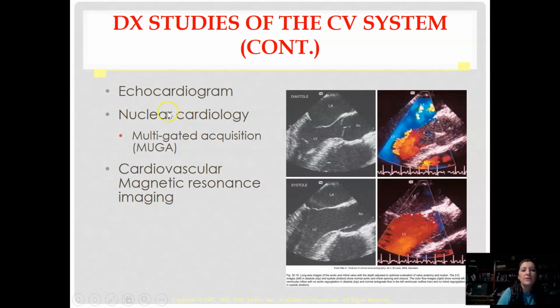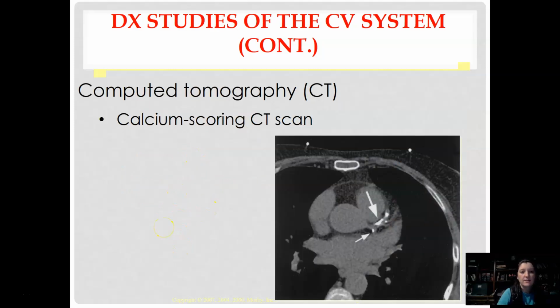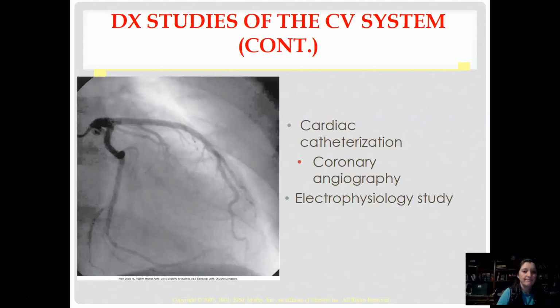So nuclear cardiology, that's where they're using some radioactive materials, and they'll trace where that goes in the heart, and they can get some information from that. They can also do MRI to get a look at the heart. We can do CT scans. Actually, calcium scores are a CT scan, and those can indicate a patient's risk for upcoming cardiac events.